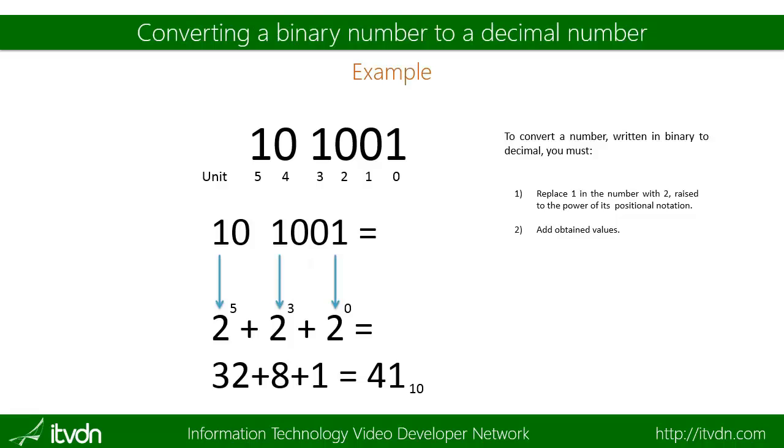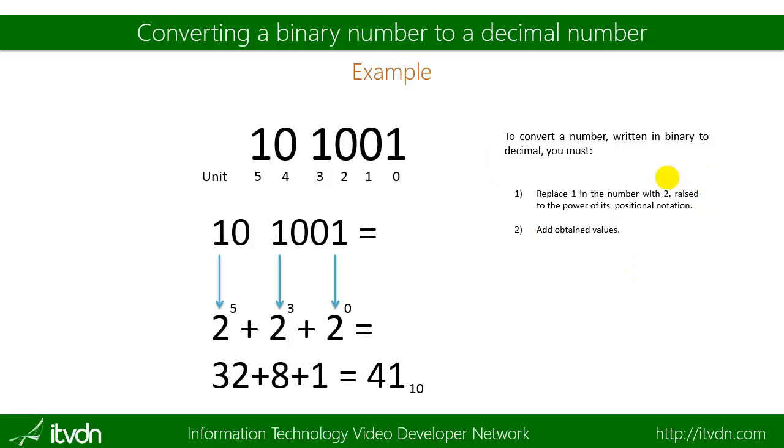How about converting from a binary number to a decimal number? This conversion is also very simple. There are just 2 steps involved. So let's take a look at the steps involved. The first step is you replace each 1 in the number with 2, raised to the power of its positional notation. The second is you just add your obtained values.